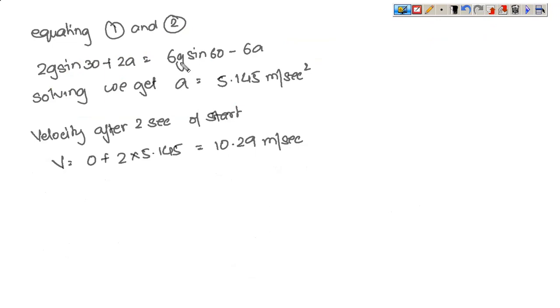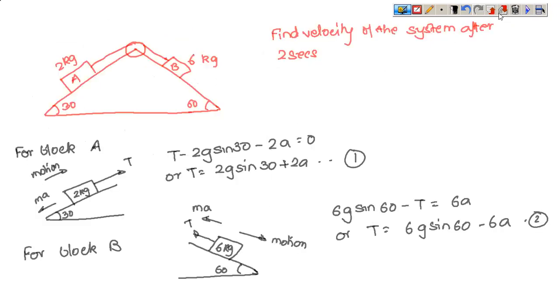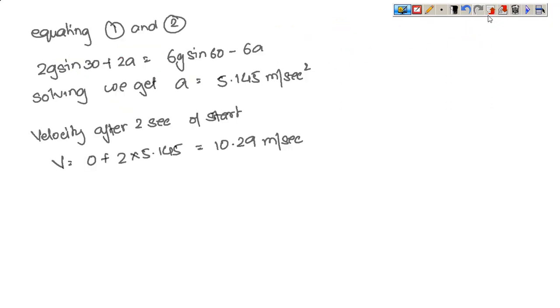Now again you have to find out the velocity after 2 seconds of start because that is already given in the problem. That is, find the velocity of the system after 2 seconds. So again, acceleration is known to you. Initial velocity is 0. Time is 2 seconds. You can find out the velocity after 2 seconds. The velocity of the system after 2 seconds is 10.29 meters per second.